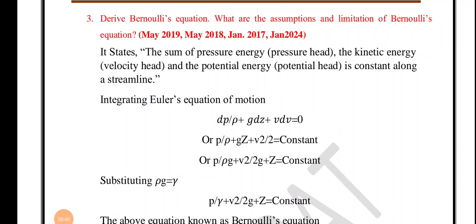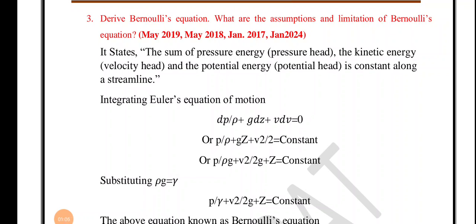First of all, what does Bernoulli's equation state? It states that the sum of pressure energy, kinetic energy and potential energy is constant along a streamline. So for the derivation of Bernoulli's equation, we have to integrate the Euler equation, which we have derived in the previous lecture.